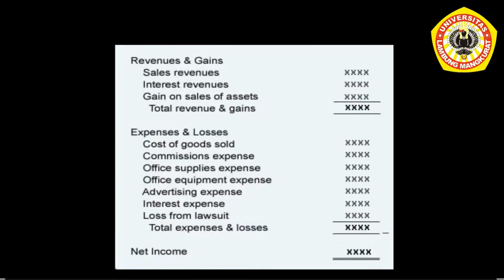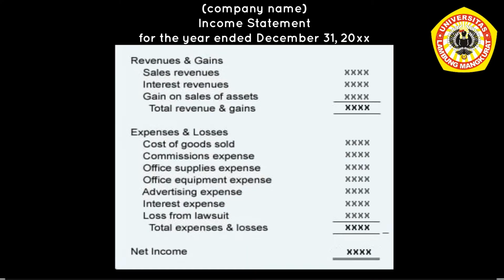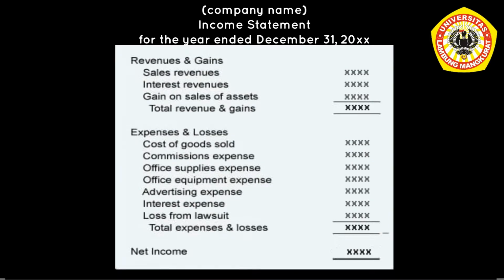This is an example of the income statement. One single step: revenues and gains. Sales revenues plus interest revenues plus gain on sales of assets. So, total revenue and gains.